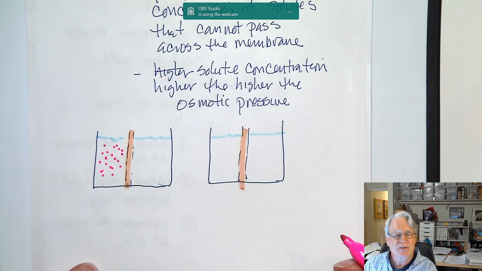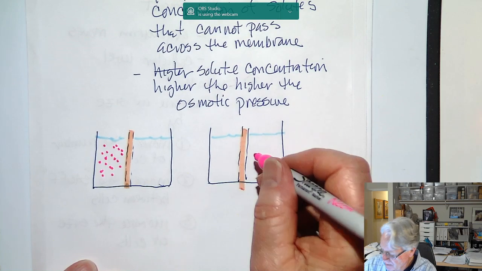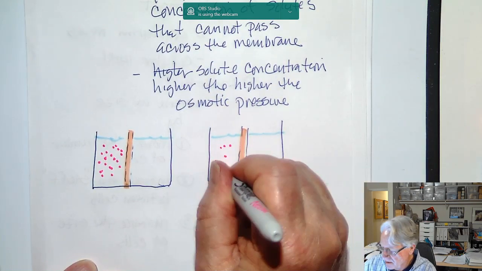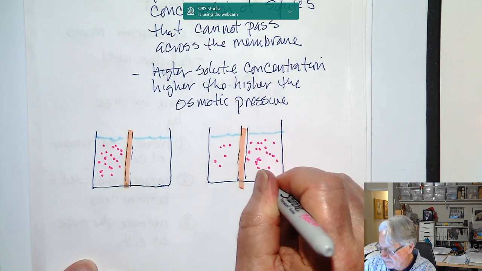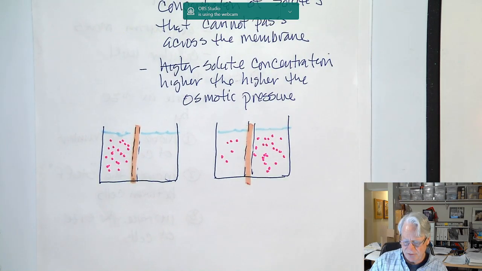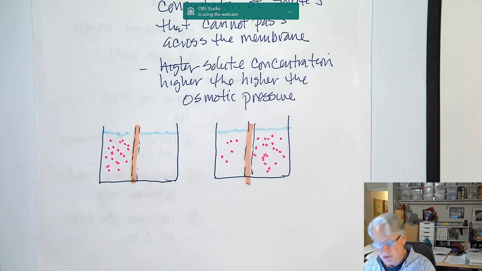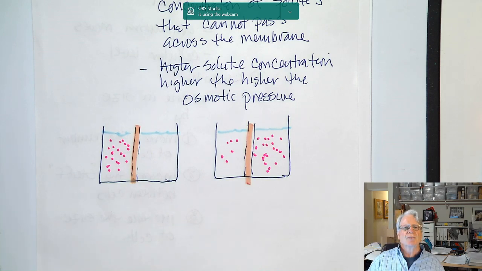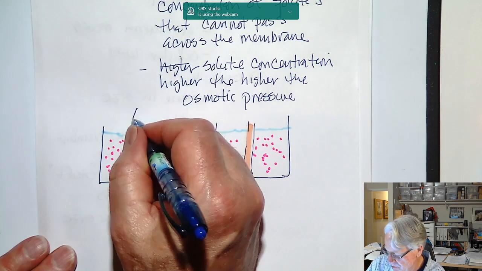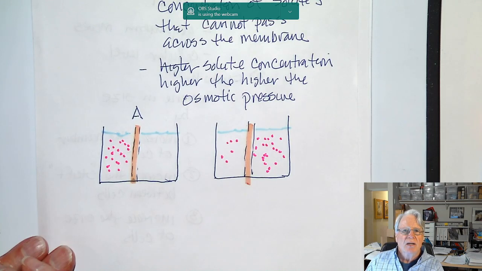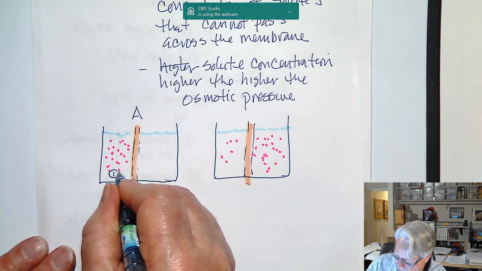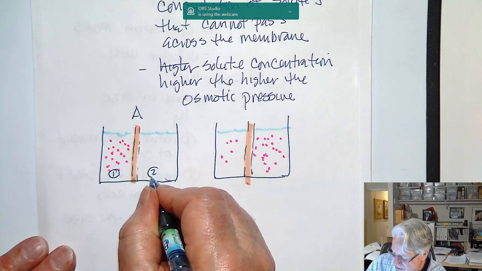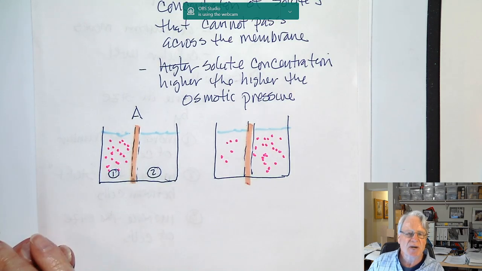So there is that scenario. And then here is another scenario. So kind of two different scenarios. And the pink is, of course, the solutes. Let's take example A first. Now the question is, I have area 1 and area 2, which one of these has the higher osmotic pressure?